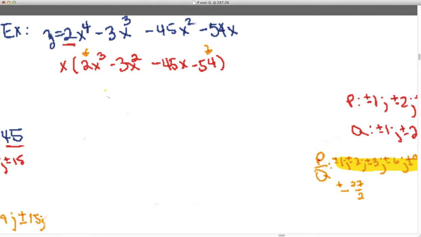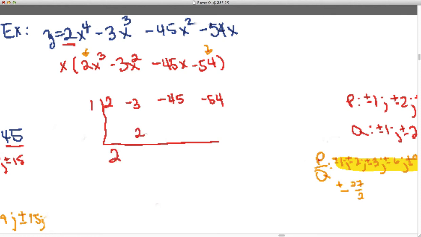Here we have, oops, wrong color. Coefficients of your polynomial. And I'm going to try 1, for instance. If I do 1, bring down the 2. 2 times 1 is 2. You add these 2, you get a negative 1. You add these 2. You can already see that that's not going to add up to a 0. So what that tells you is x equals 1 is not a root, and x minus 1 is not a factor.